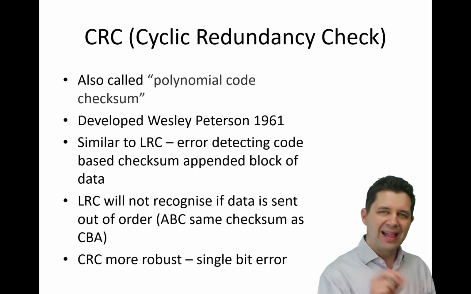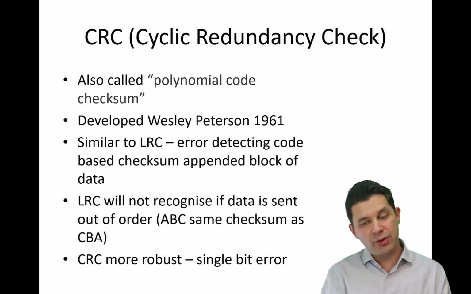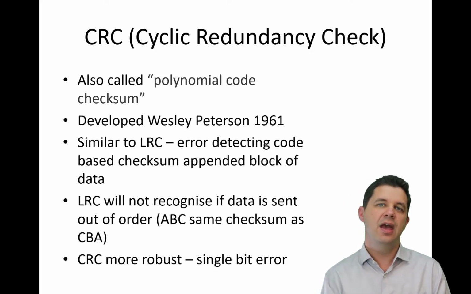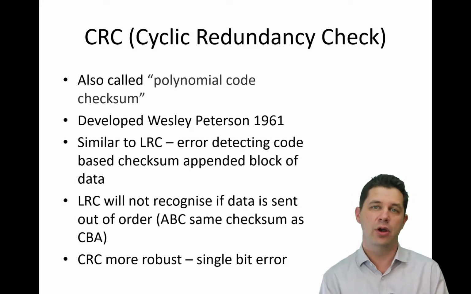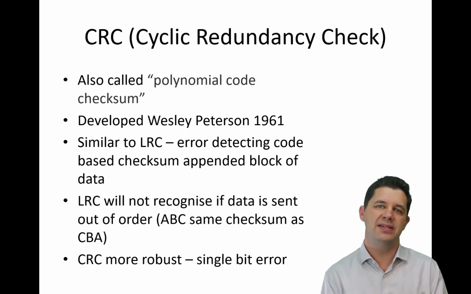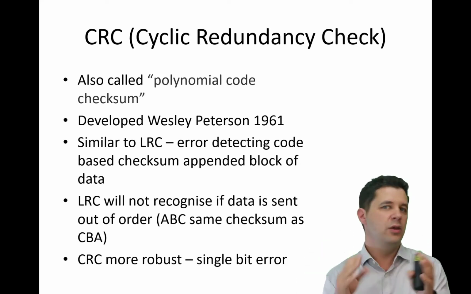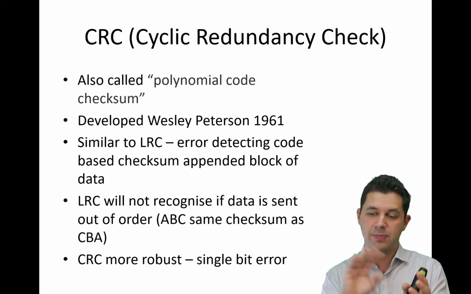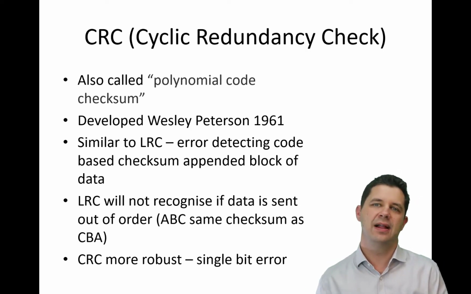One of the problems with the LRC, though, is if data is sent out of order, it'll generate the same checksum. So if you send ABC and send CBA and calculate an LRC for either one of those, you'll get the same LRC. Whereas with CRC, it's a lot more robust. It will do single bit errors really well. But if things are out of order, it'll compute that well as well and check whether there's been errors that have occurred, things out of order, things missing, more robust than the LRC.